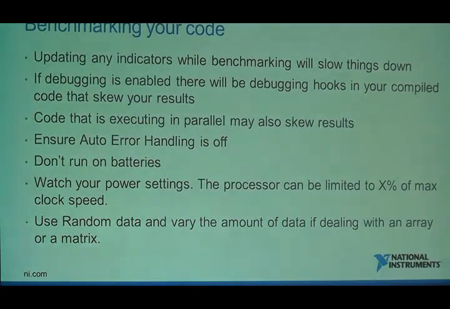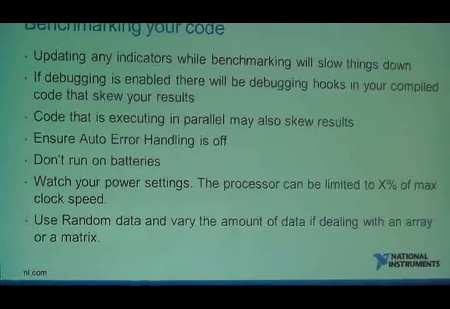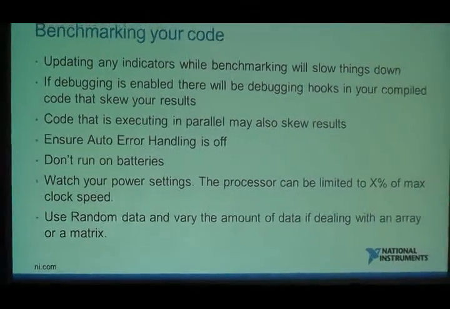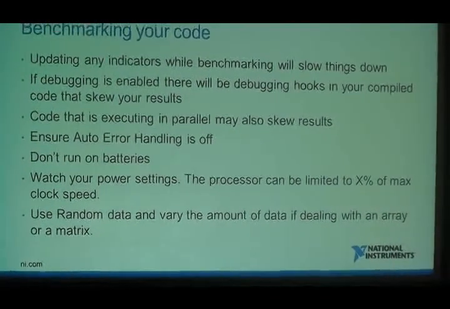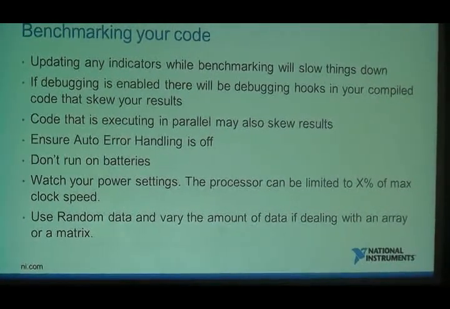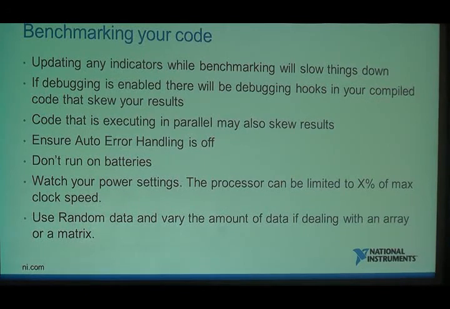All right, so some of the things that you might want to watch out for in the VI settings. A lot of these are just things that you might normally do for general efficiency. Updating indicators, having indicators in a loop constantly updating, is going to slow things down. That debugging setting is going to add all those debugging hooks in your code so you can drop probes and use execution highlighting. Those can affect the overall time, and they can introduce some jitter. Make sure you're not executing code in parallel. Don't try and benchmark two things at the same time, of course. Auto error handling can cause some problems in there.